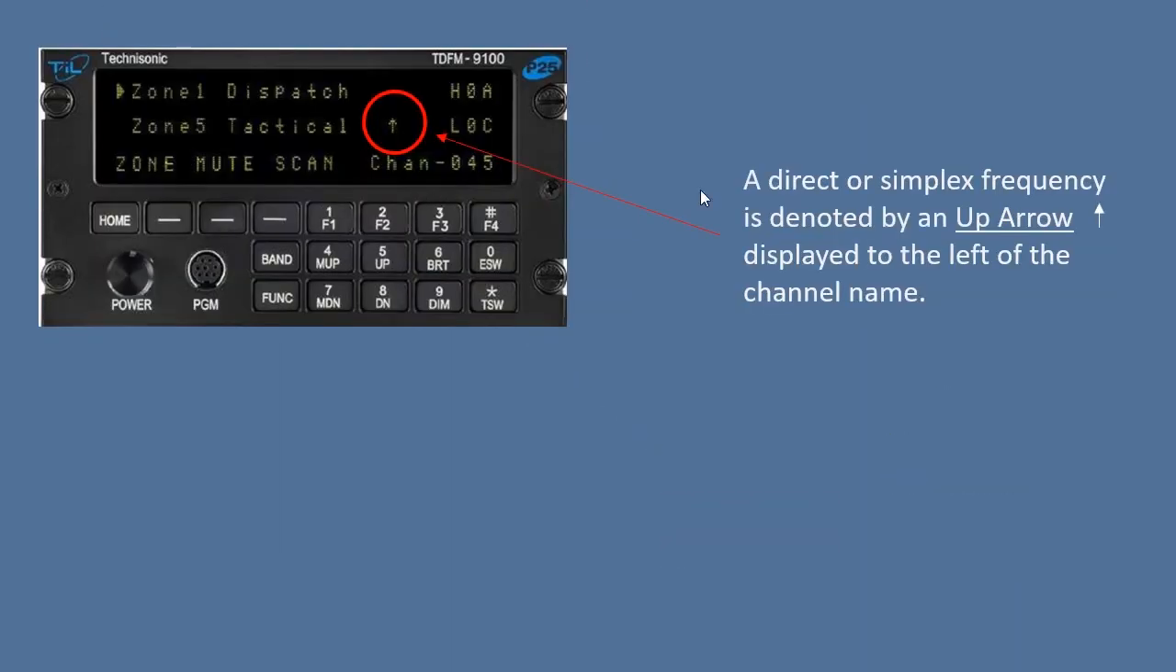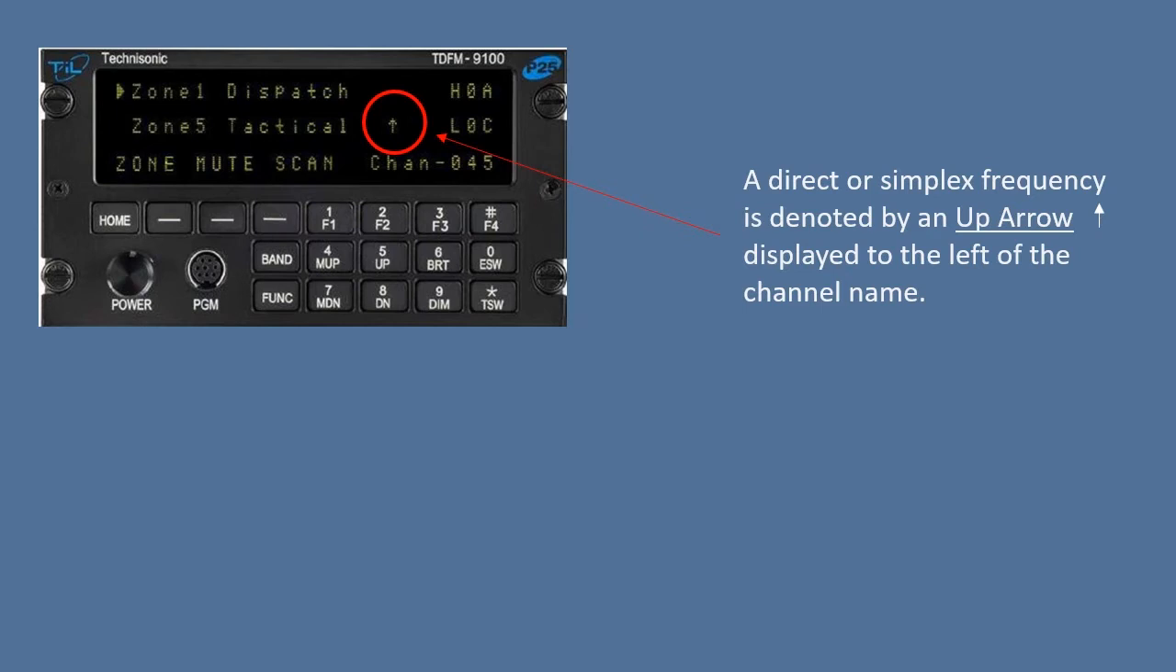When we set up a simplex or direct frequency, we will know that. Whenever we tune our radio, it tells us if we are on a direct frequency or a repeater channel. The way that it does that is we will see the zone name and the channel name, in this case zone 5, channel is tactical, and we will get an up arrow.